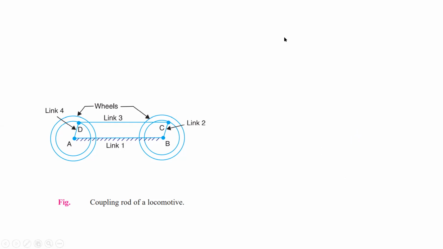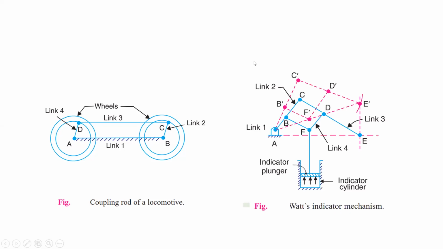And the third one is your Watt's indicator mechanism. It is your double lever mechanism. In this, there are 4 bars, 4-bar chain it is. Okay, but no link in this particular mechanism makes a complete rotation. Only the links oscillate between 2 points. Okay, that's why it is called as a double lever mechanism. Double lever mechanism. There is no any crank.